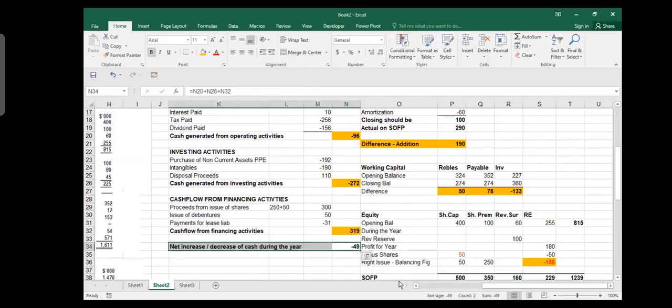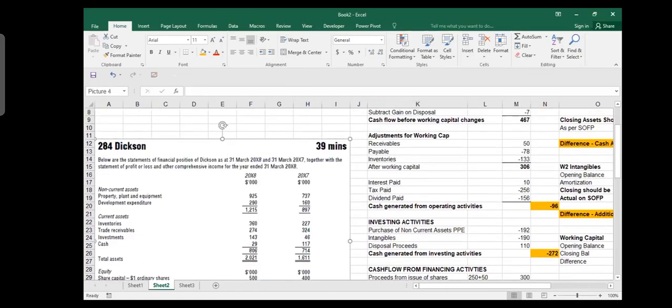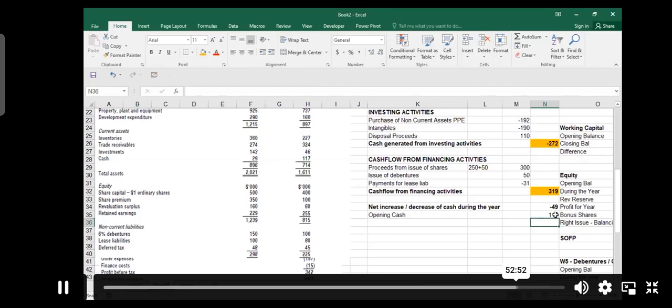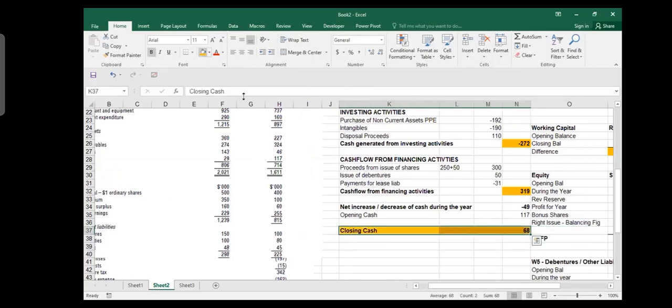That's interesting. We'll write down our opening cash. So how much is your opening cash under current assets? Let me drag it down. So your opening cash was 117, right? And closing cash was just 29. So if you make a total of that, it should give you the closing cash, which is not equal. So it looks like there is some problem. I mean, this should be equal. Let me highlight it, and then I will see what is the problem.